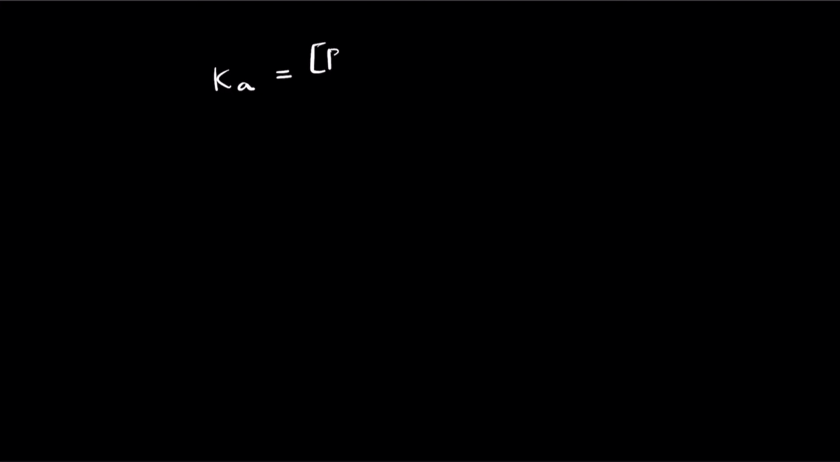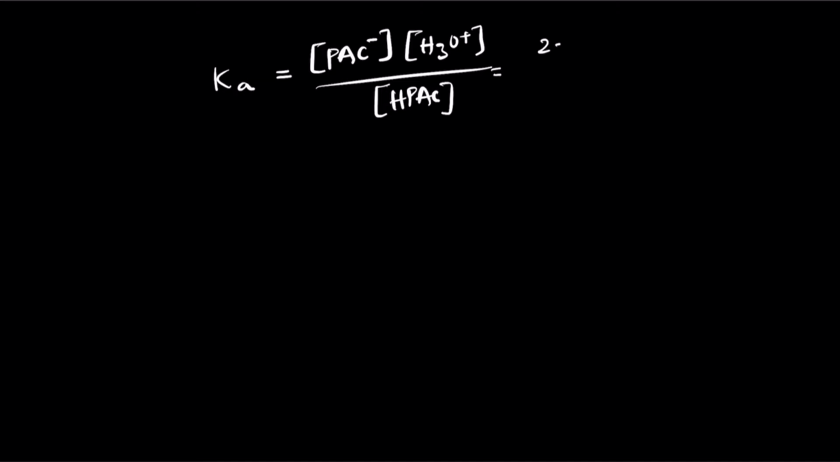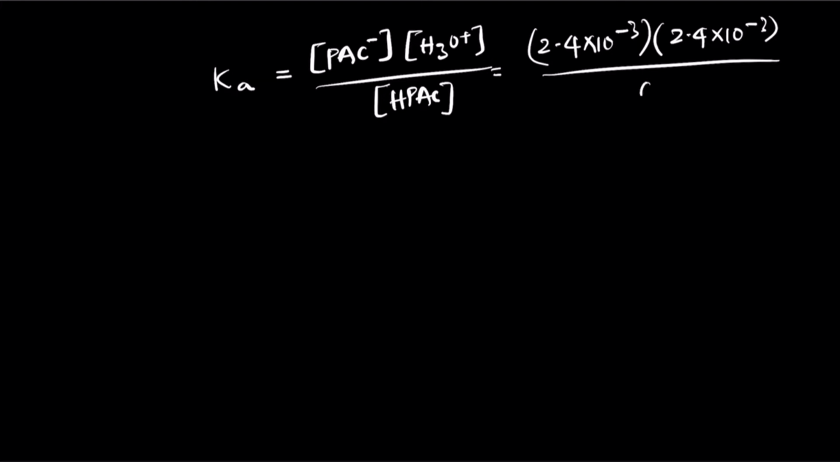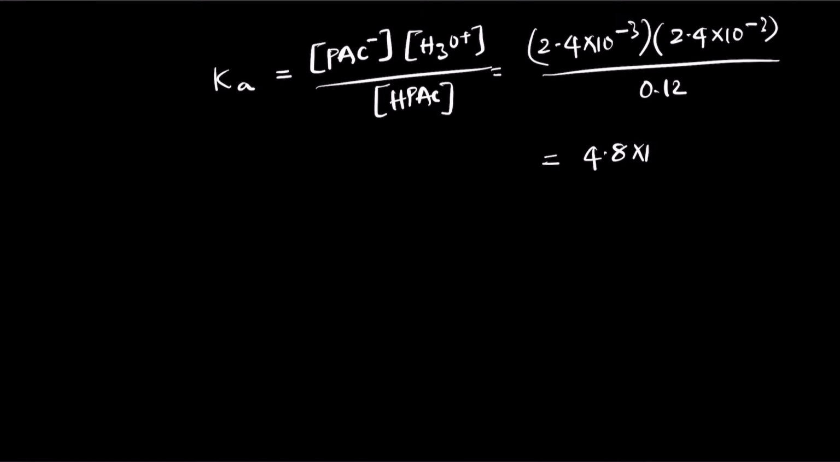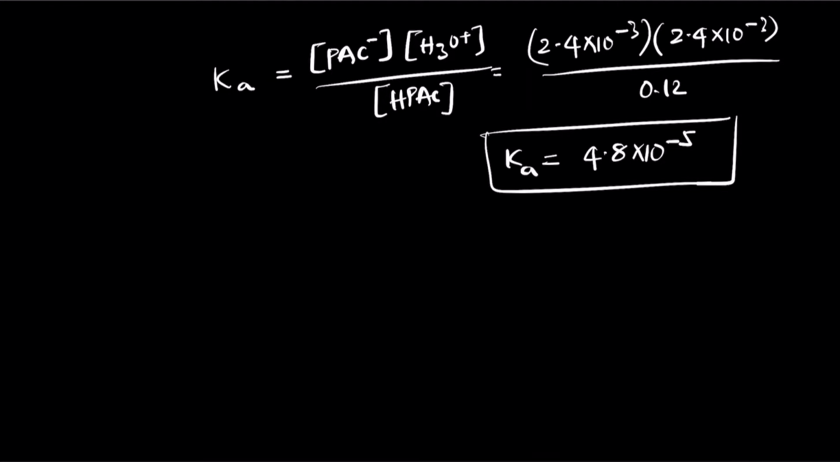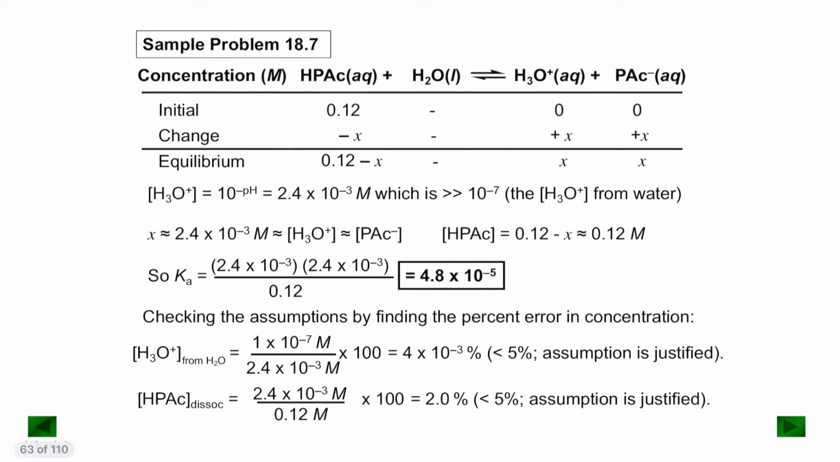The formula for Ka is PAC minus times H3O plus over the concentration of HPAC, which is equal to 2.4 times 10 to the power negative 3 times 2.4 times 10 to the power negative 3 over 0.12. That value gives about 4.8 times 10 to the power negative 5. So this is the value of the acid dissociation constant for the given phenylacetic acid.